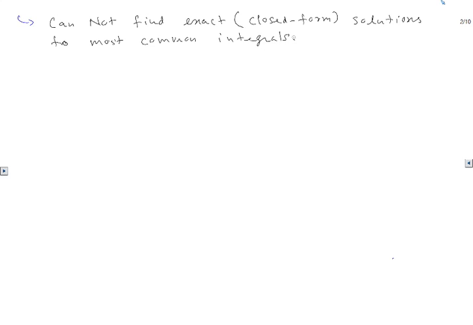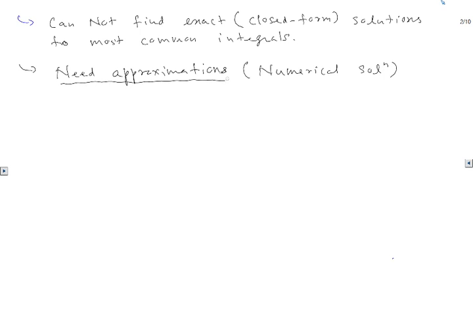So what we're trying to do now is this: we need approximations, or what we normally call numerical solutions.